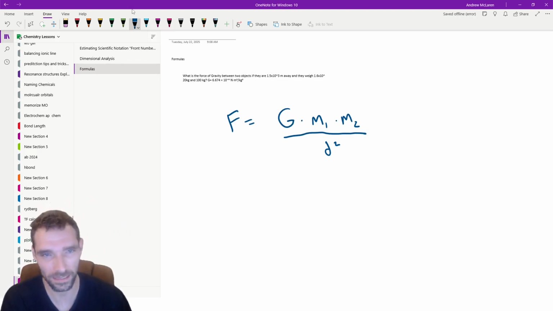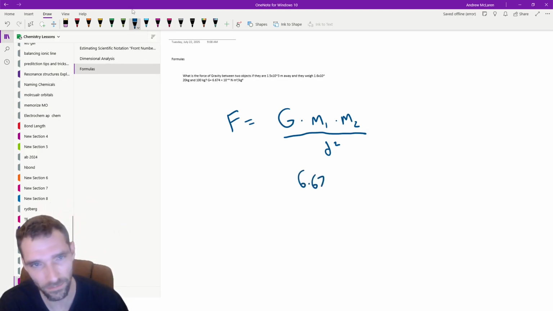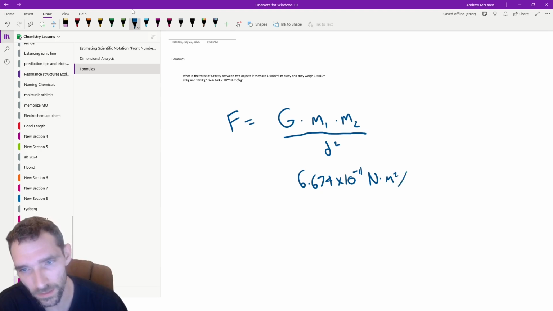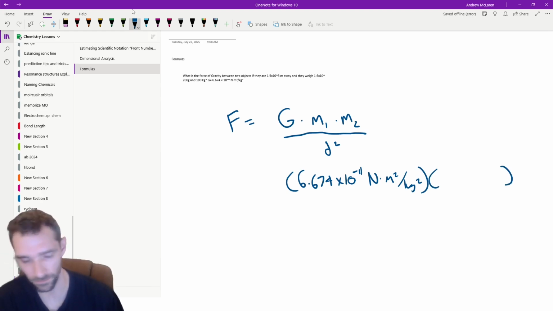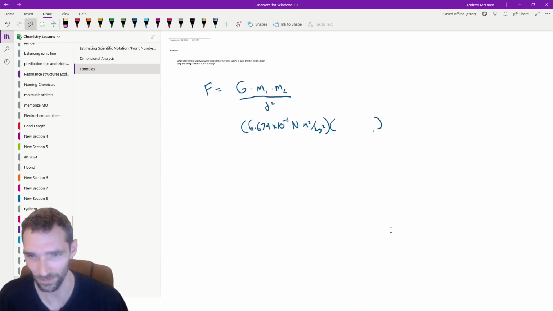So if we take this 6.674 times 10 to the negative 11 nanometers squared per kilograms squared, that's our G constant. And we've got our first mass. Sorry about the neighbor's dog.